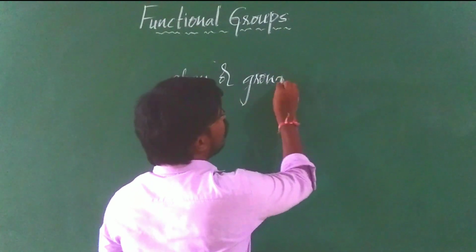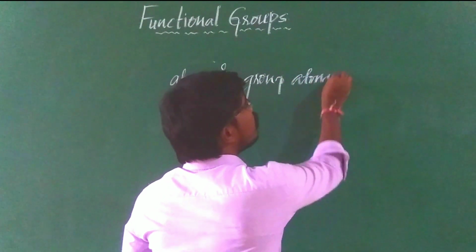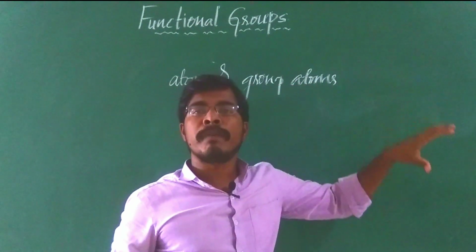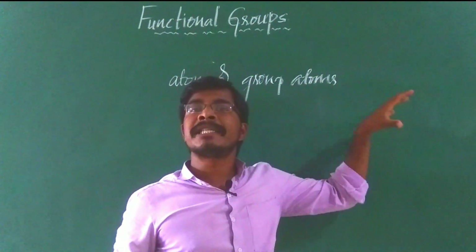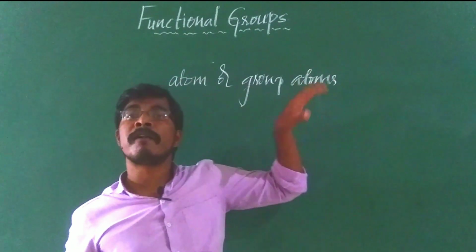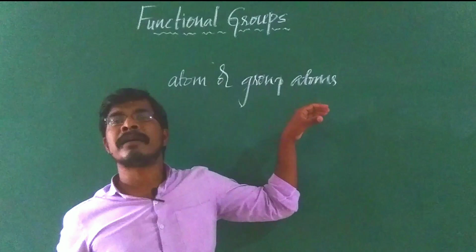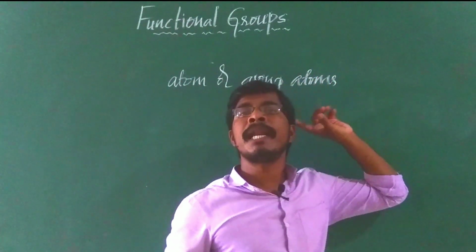It is an atom or group of atoms which are going to attach to the carbon chain, and they decide the property or the function of that carbon chain. So those types of atoms or groups of atoms are called functional groups.